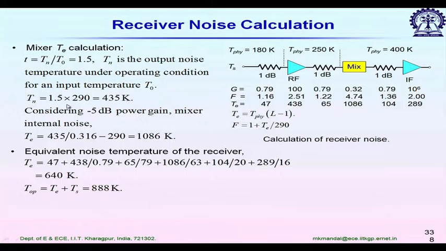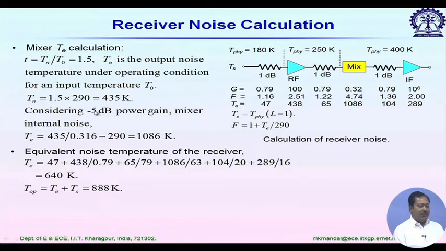equal to 1.5 multiplied by 290. So it comes to 435 Kelvin. Now with this 435 Kelvin, we also have to consider the effect of conversion loss. Conversion loss is given as minus 5 dB. So minus 5 dB, let's take the ratio. You have to divide it by 10.